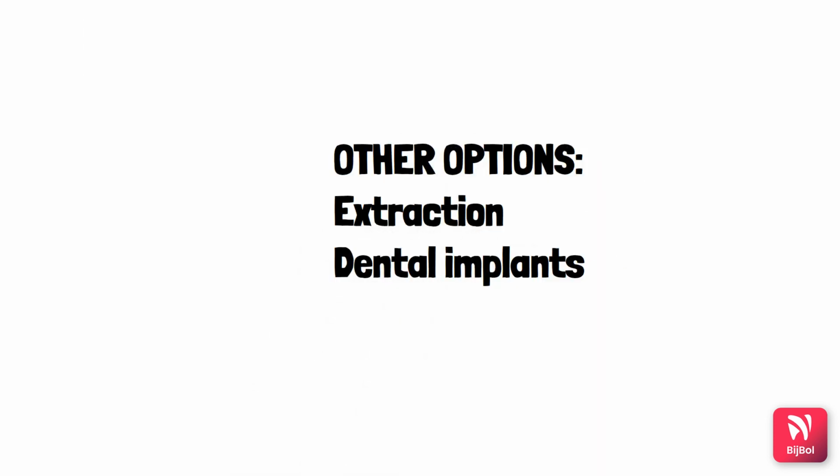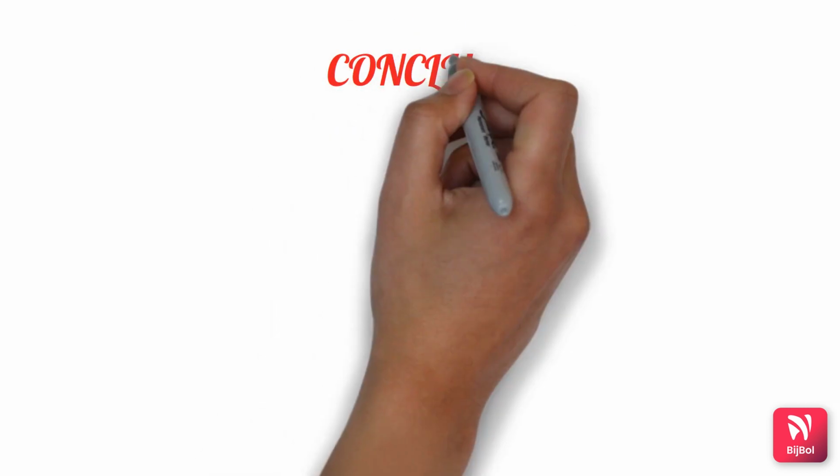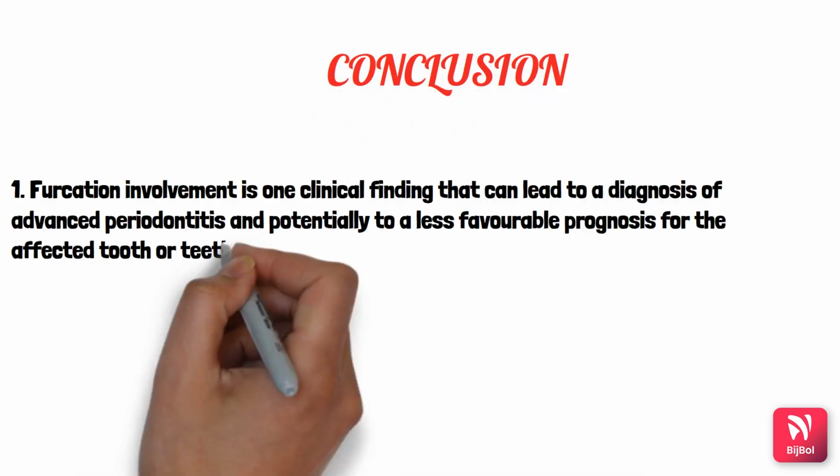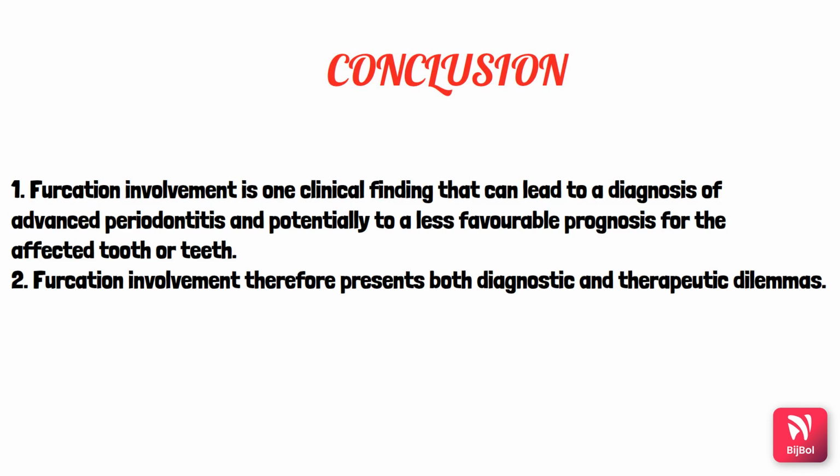The other option for treating the furcation area, in severe cases, is extraction of the tooth and placement of dental implants. Here we conclude the topic by saying that furcation involvement is one clinical finding that gives the diagnosis of advanced periodontitis, and it has a potentially less favorable prognosis for the affected teeth. Furcation involvement therefore presents both a diagnostic and therapeutic dilemma and is an area of complex anatomic morphology.